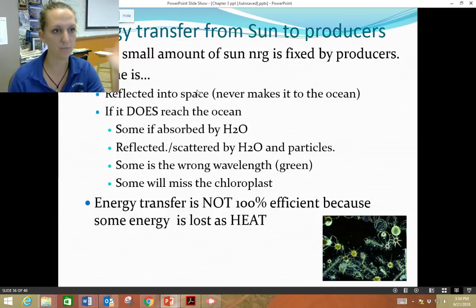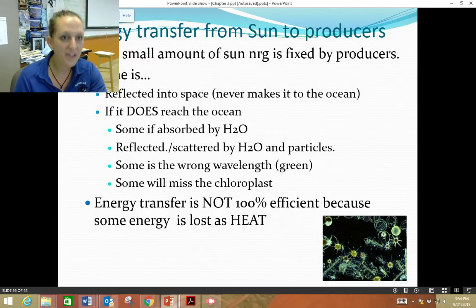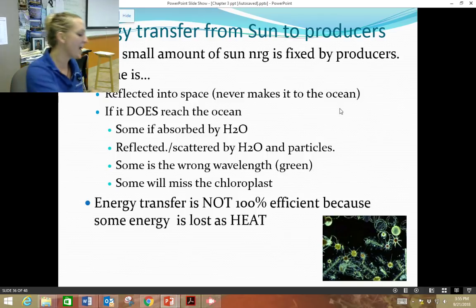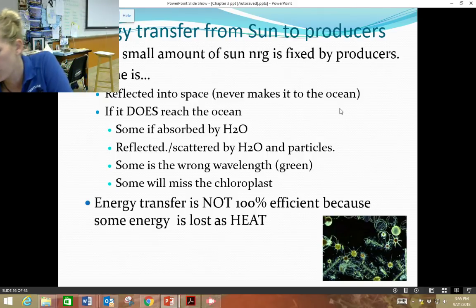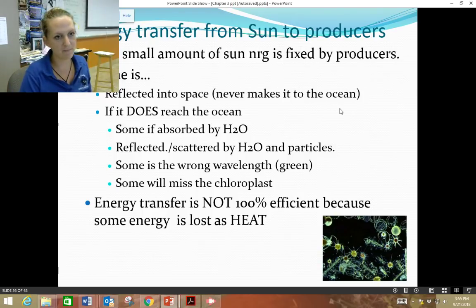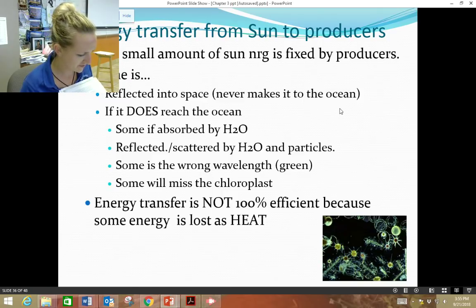Okay, so of the sun energy that comes in, some is reflected back to space. It never even makes it to the ocean. However, I know this question specifically says, of the energy that makes it to the surface. Of the energy that makes it to the surface, why isn't all of it incorporated? Just trying to see if I can find it or not. I'd like you to have it.